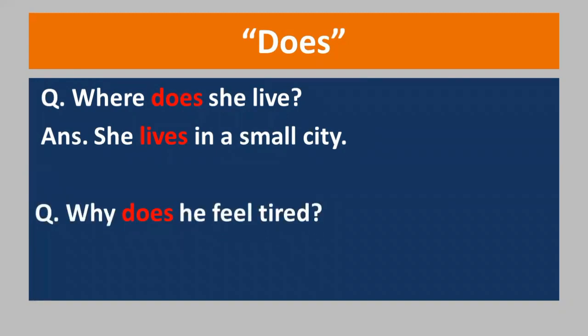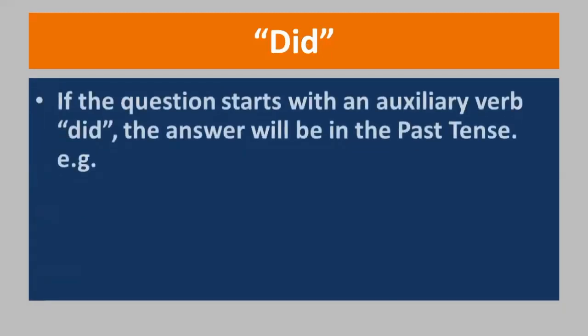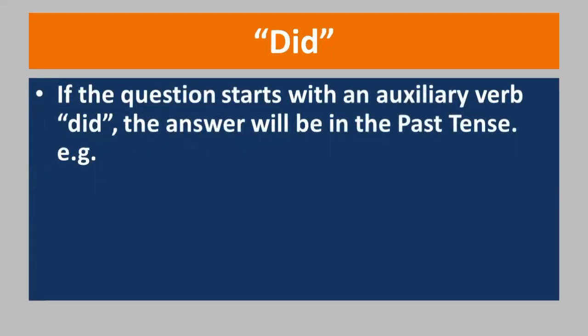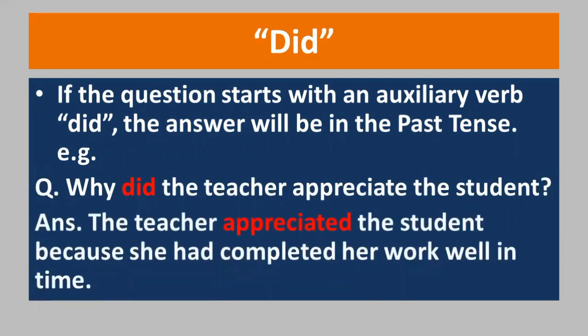Why does he feel tired? He feels tired because he is getting old. Did. If the question starts with an auxiliary verb did, the answer will be in the past tense. For example, why did the teacher appreciate the student? Answer: the teacher appreciated the student because she had completed her work well in time. So you can easily see that in the question, the auxiliary verb did has been used, and that's why we have used the past tense form of the word appreciate, and we have used appreciated.